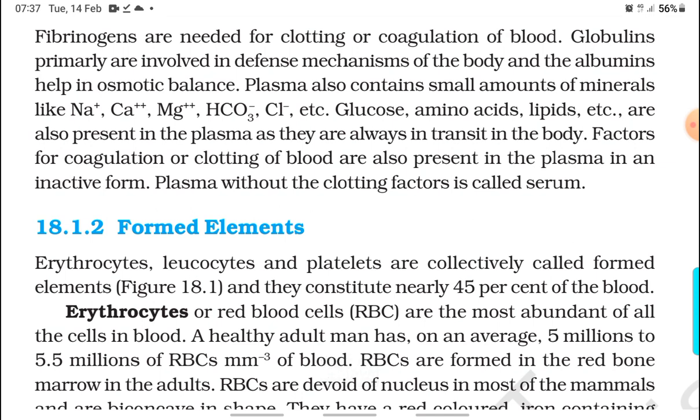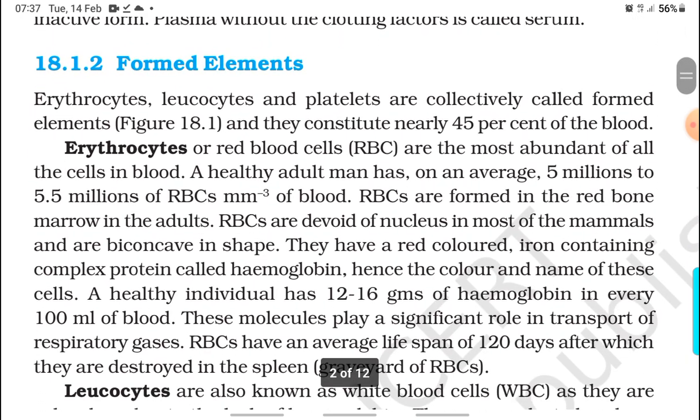Factors for coagulation or clotting of the blood are also present in the plasma in an inactive form. Plasma without clotting factors is called serum. Formed elements: erythrocytes, leukocytes, and platelets are collectively called formed elements, and they constitute nearly 45% of the blood.